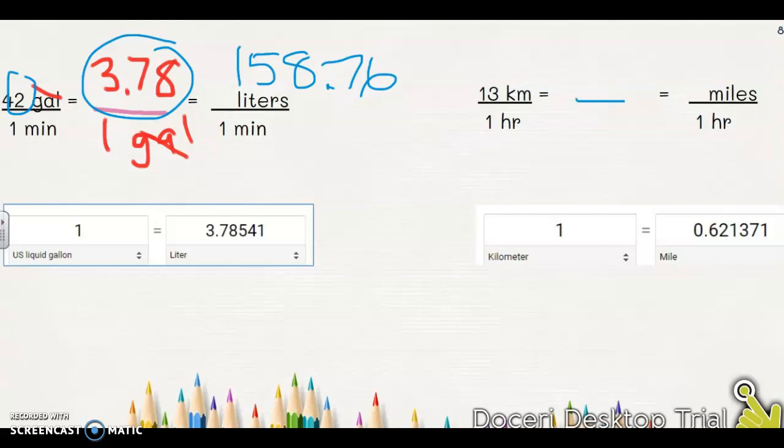Think about what you're going to set up here as your middle ratio. You're looking at kilometers and miles. Remember, you want to put your original unit as your denominator and your new unit as your numerator. So you should have 8 and 600 miles per hour.